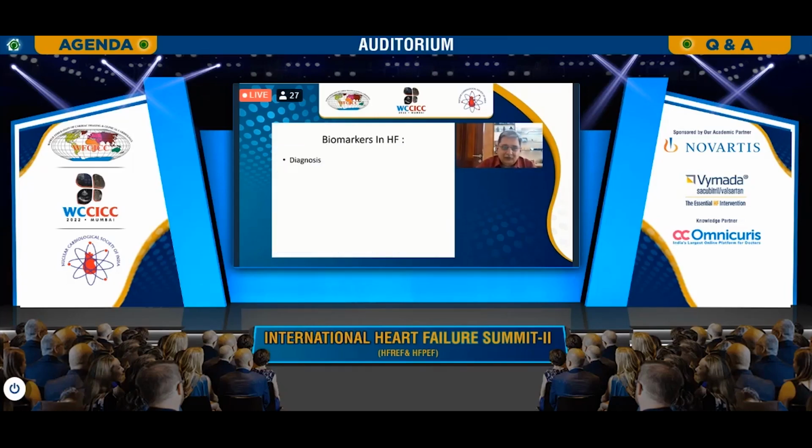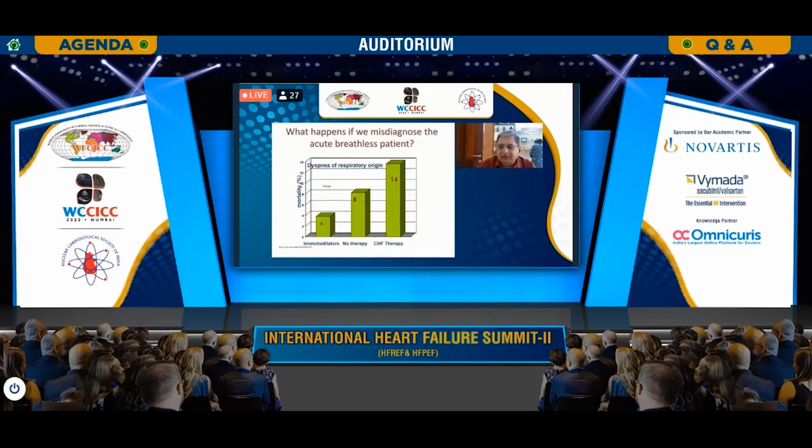In the diagnosis of heart failure, we all know it is important that when a patient comes with dyspnea, 30% of them may not have heart failure. And this is where the appropriate therapy matters. So in the emergency department, when a patient comes, it is important to identify the cause of dyspnea.